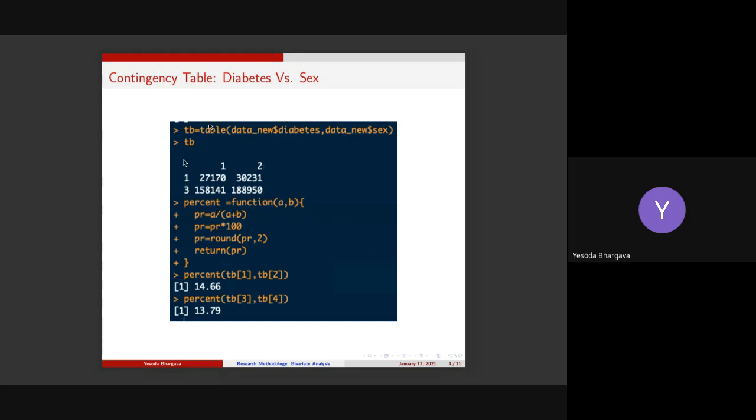When I make this table, I see that people who are diabetic, so this one stands for diabetic, out of them, these many belong to males, these many belong to females. And for those who are not diabetic, these many belong to male, these many belong to female. Now these are the absolute numbers. But I also want to understand what percentage of males. So this column is for males, right? In this column, I want to understand what percentage of males are diabetic. And for this column, which is for females, I want to understand what percentage of females are diabetic.